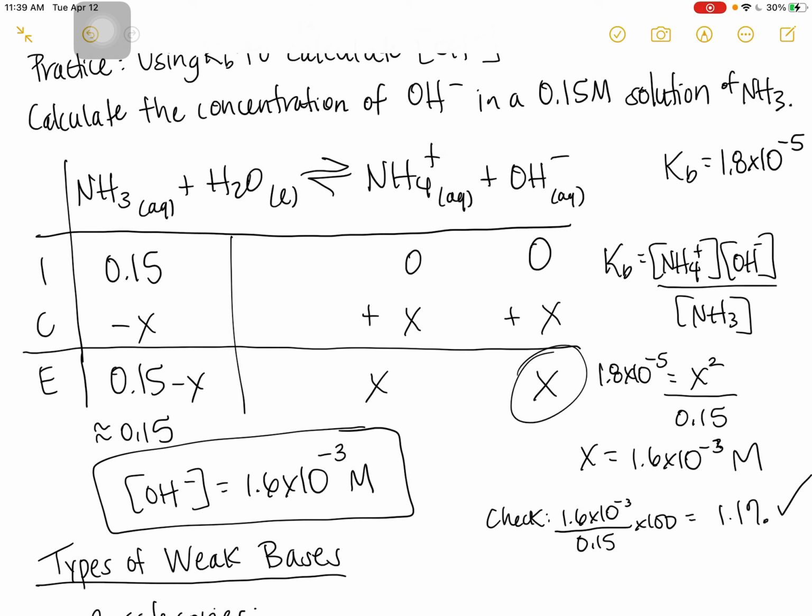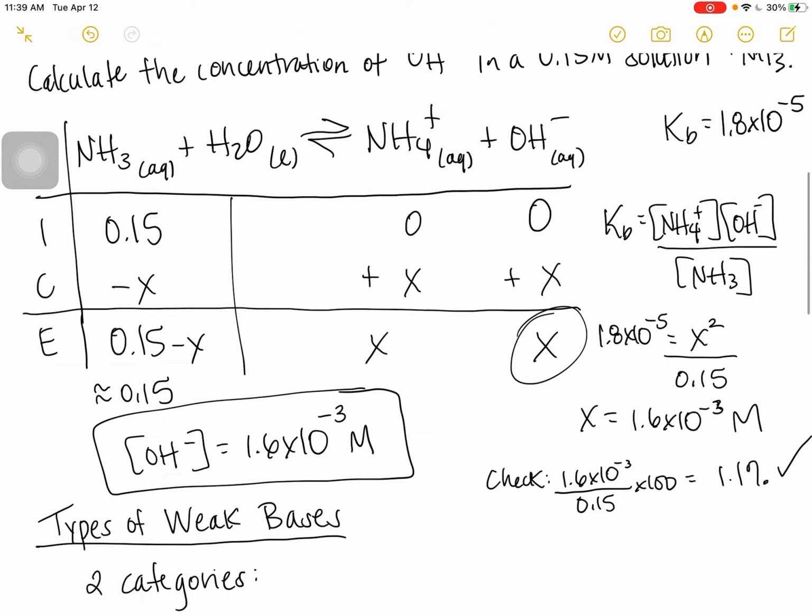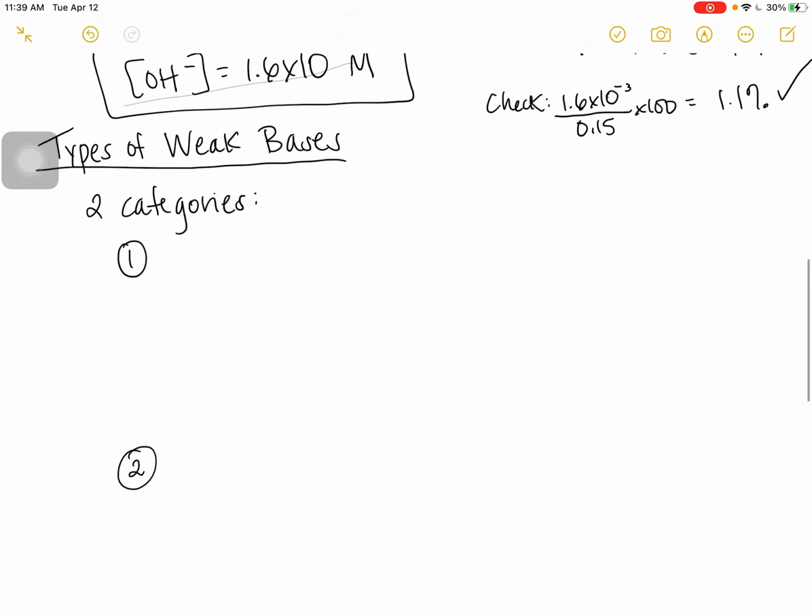So this is the same idea as using an ICE chart with a weak acid. It's just that this value is different. It's called Kb. And then the only other situation is that the water is not part of the Kb expression, and so I just omit it from the ICE chart. I have no data on it, and it doesn't matter anyway because it's not part of Kb.